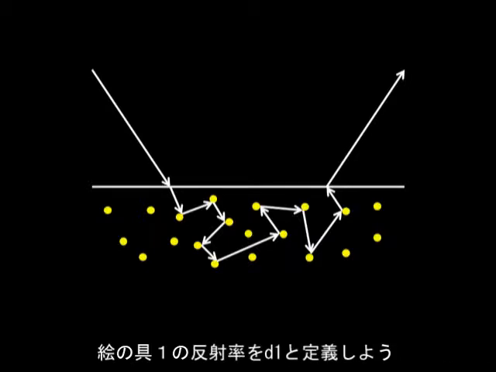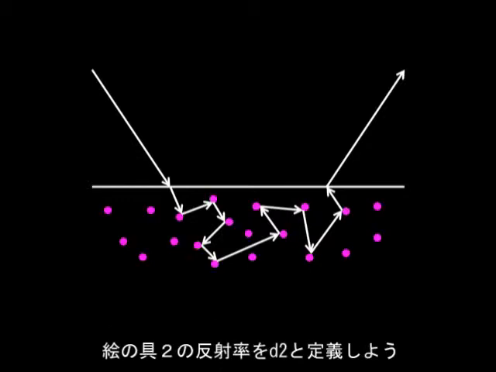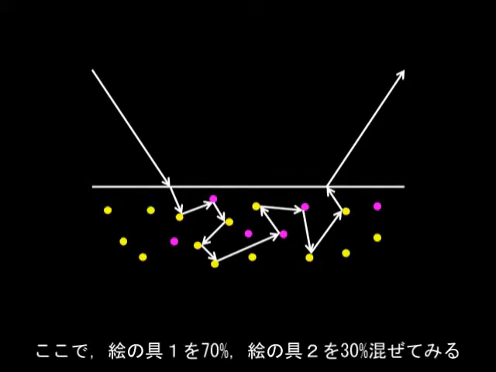Suppose that the reflectance of paint number 1 is denoted as D1. If the light is reflected 10 times at ingredients, the reflectance per one reflection will be the 0.1 power of D1. Suppose that the reflectance of paint number 2 is denoted as D2. Suppose that the light passes the same path. Let us mix 70% paint number 1 and 30% paint number 2.